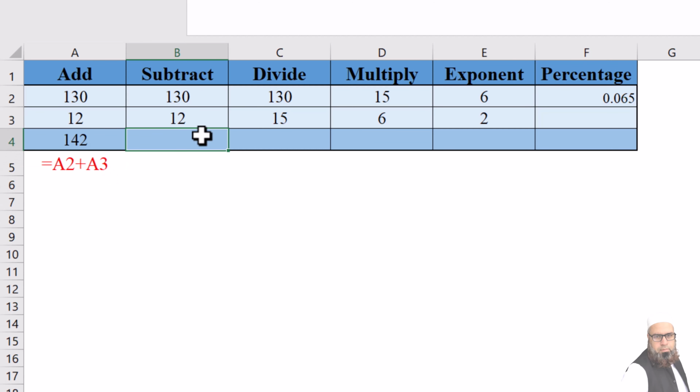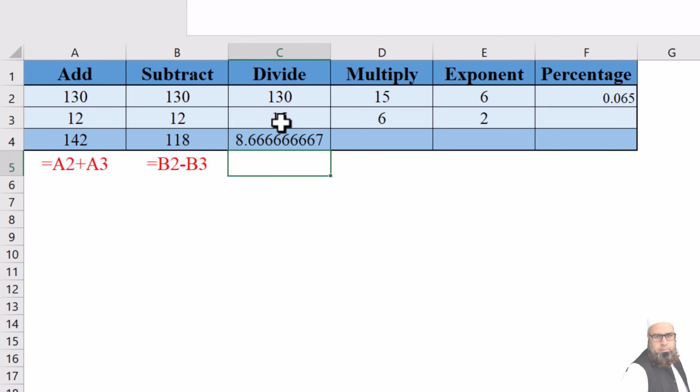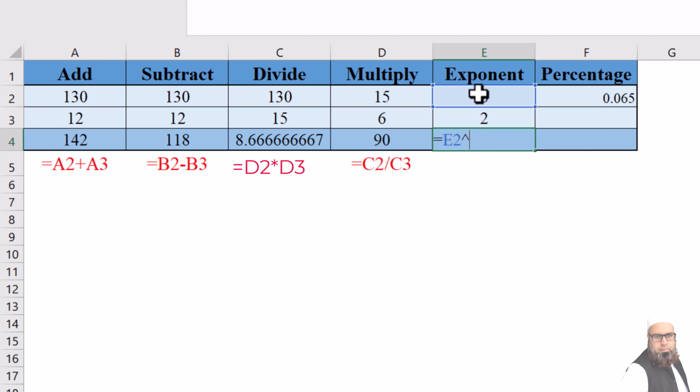Similarly, we want to subtract 130 minus 12: equal to 130 minus 12. Answer will be calculated. To divide values, equal to 130 divided by 15 and press enter. The answer will be computed. To multiply, equal to 15 multiply by 6 and the answer is computed, that is 90. For exponent, we want to calculate 6 raised to power 2, equal to 6 raised to power 2, and that's 36, and its formula is.